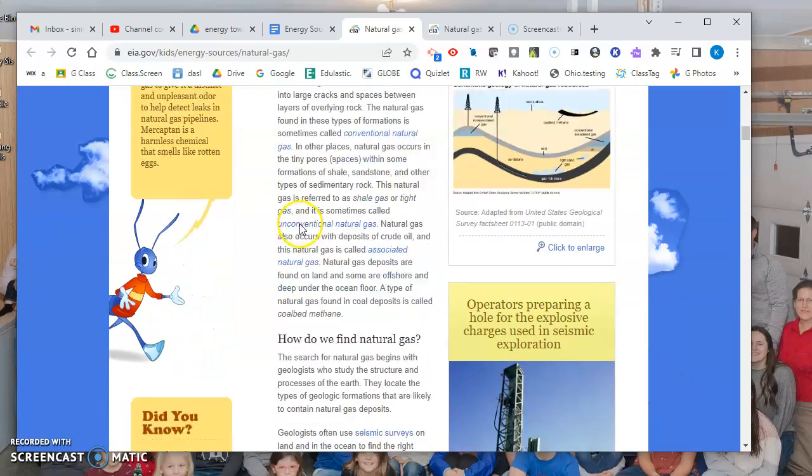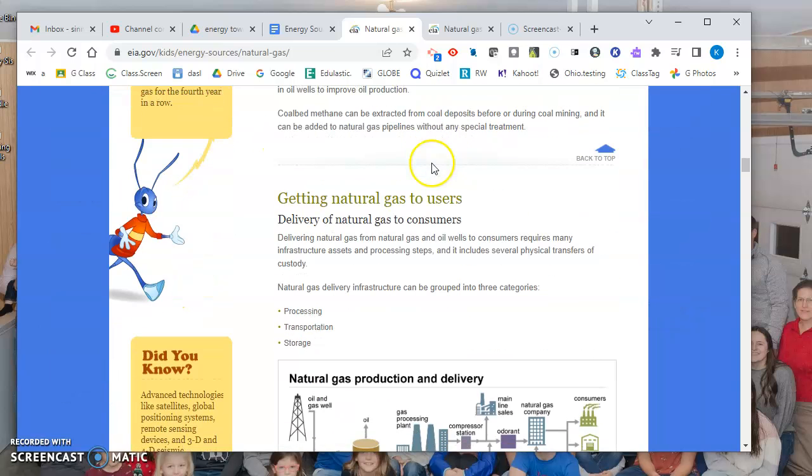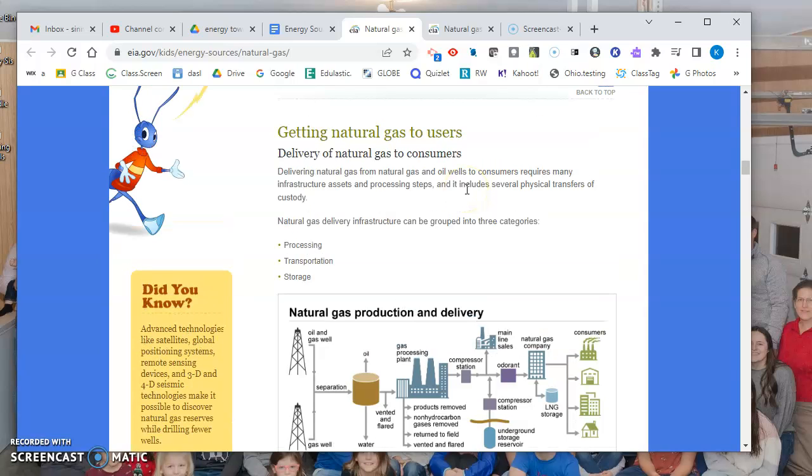Here's details about natural gas, and if you keep going down here, how we drill wells to produce the natural gas, getting that natural gas to the users, because that's of course what we get it out of the earth for, is to use it to create electricity for ourselves and other sources of energy.